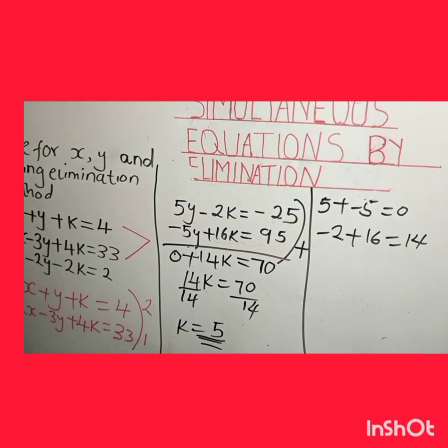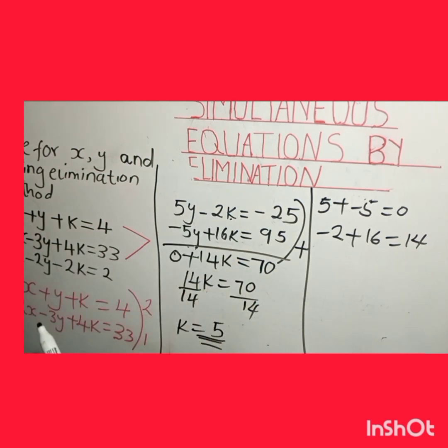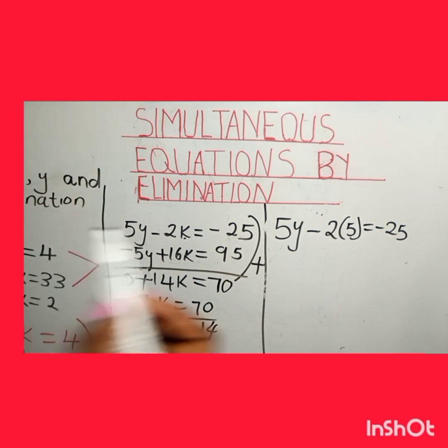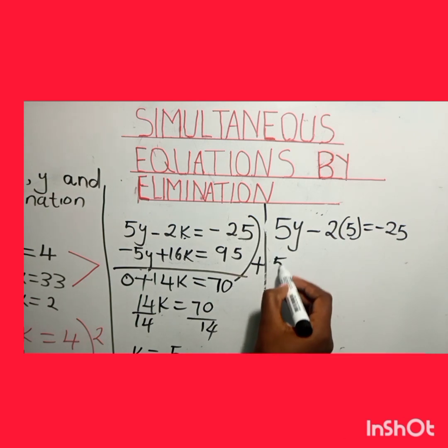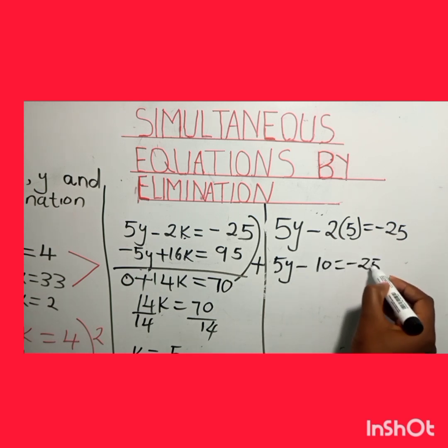And then after getting our k as 5, guys, we can replace the value of 5 in the first equation, or we can replace it in the second equation where you have k, you put 5, so that we get what? The unknown value of y. Let us replace in our first equation. So where we have k, we put 5. I'll have 5y minus 2, then I put 5 is equals to minus 25. So 5y minus 10 is equals to minus 25.